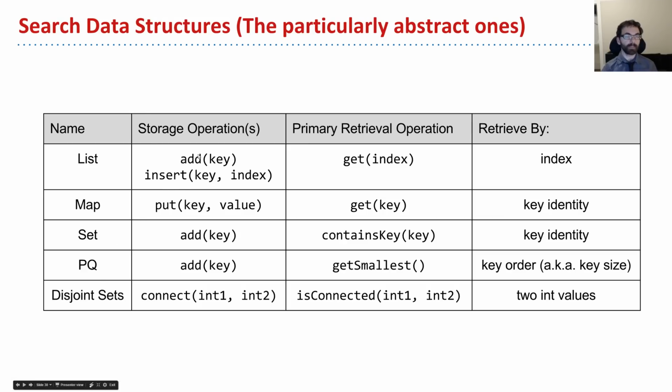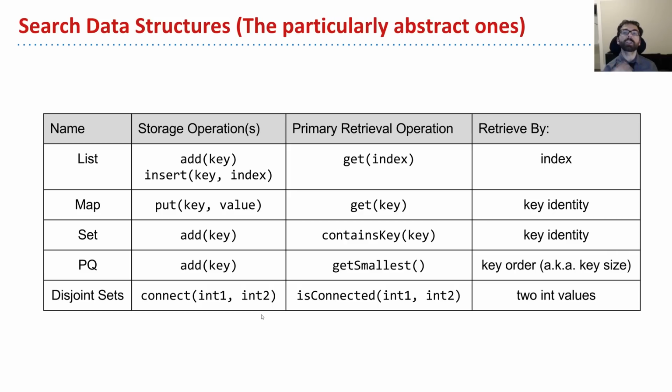In this case, the list data structure, abstract data type, has the add and insert storage operations. These are the key things, the way you put stuff in. Maps, you put a key value pair. Sets, you add. Priority queues, you add. In disjoint sets, you connect things up.